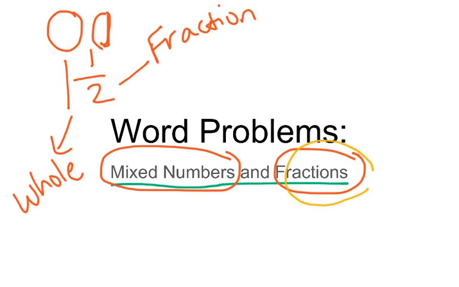Then we have our fractions. That's just part of something. Some examples are 2/5 or 2 out of 5. So I don't have a whole amount. I only have 2/5 of it. And we might have that in a lot of different places in the real world.